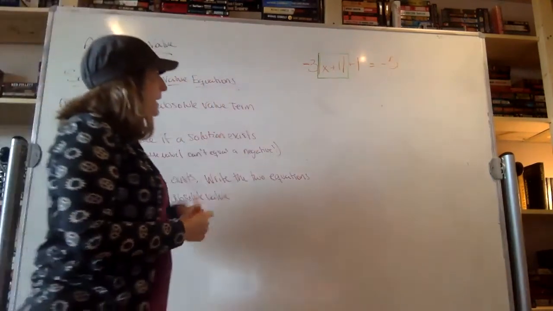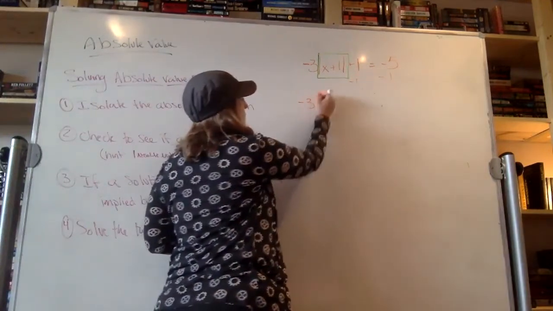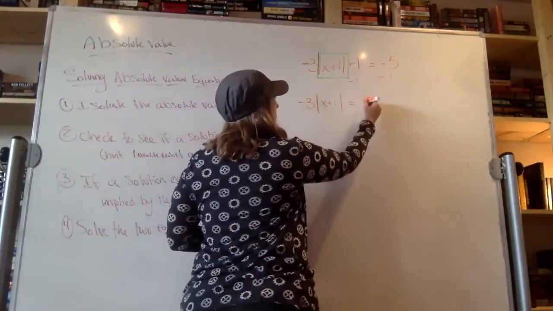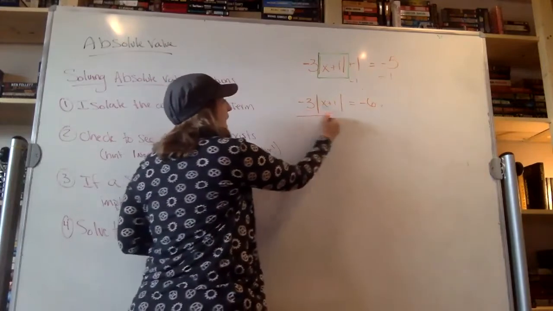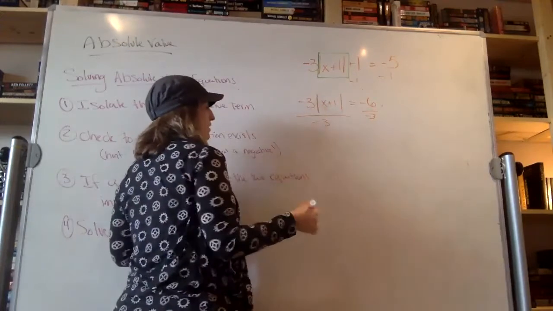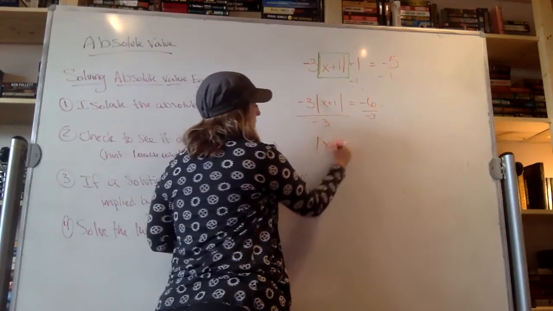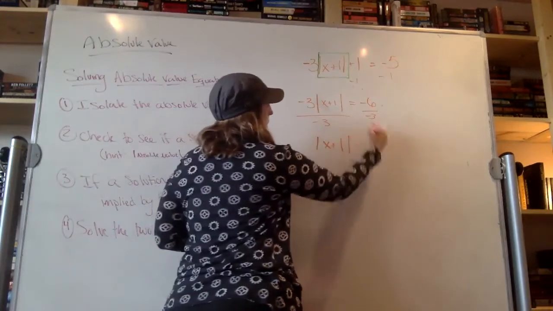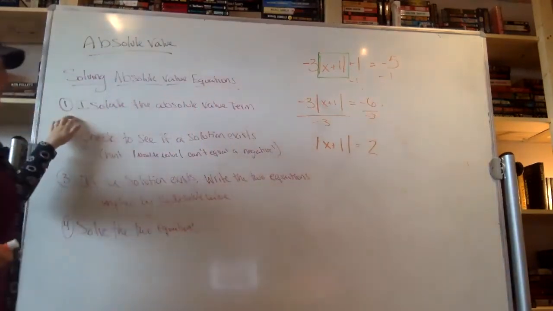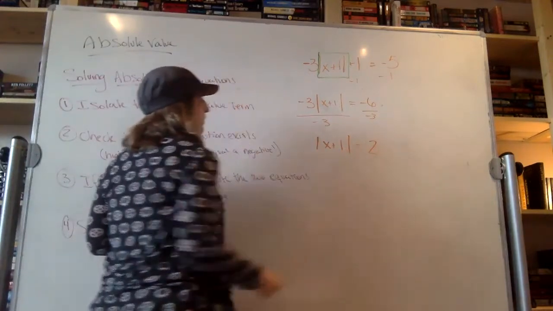So if I were to get that by itself, the first thing I would do is subtract 1 from both sides of my equation. So that would leave me -3 times the absolute value of x plus 1 equals -5 minus 1 is -6. Now I'm going to divide both sides by -3. To undo multiplication, I use division. -3 and -3 cancel, leaving me with the absolute value of x plus 1 equals -6 divided by -3 is +2. So now we've done the first step and we've isolated the absolute value. We have the absolute value of x plus 1 equals 2.